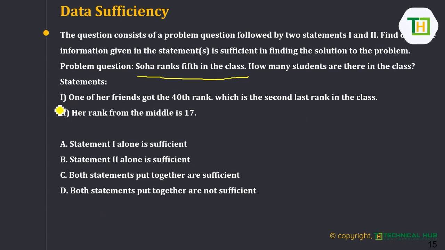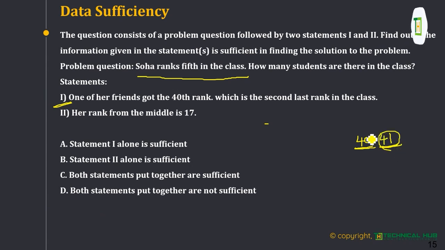Now take the statement 1 alone. One of her friends got 40th rank, which is the second last rank in the class. So the information given in the first statement is that the friend of Soha got 40th rank and that rank is the second last rank in the class. If 40th is the second last, 41st will be the last rank in the class. If 41st rank is the last rank, can I say how many students are there in the class? Obviously 41, right? So the answer is 41.